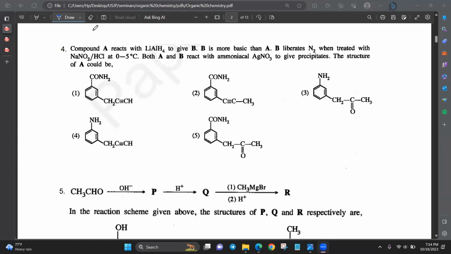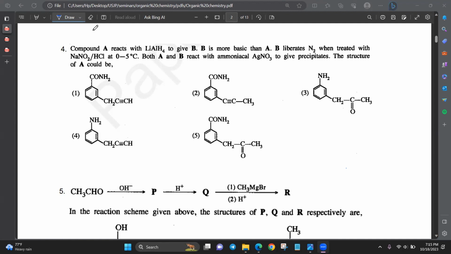Okay. Fourth question. Compound A reacts with lithium aluminium hydride to give B. B is more basic than A. B liberates nitrogen when treated with NaNO2 and HCl at 0 to 5 degrees Celsius. Both A and B react with ammoniacal silver nitrate to give precipitates, and the structure of A could be.